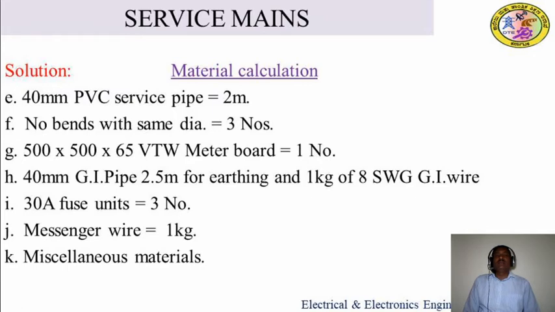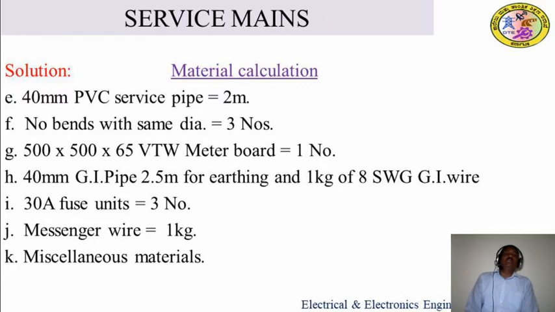Here the meter board, sorry, that is a meter board, we require, that is 500 by 500 by 65 varnish teakwood meter board. 1 number is required for fixing the energy meter. Next, 40 mm GI pipe, 2.5 meters for earthing, and 1 kg of 8 SPG GI wire.